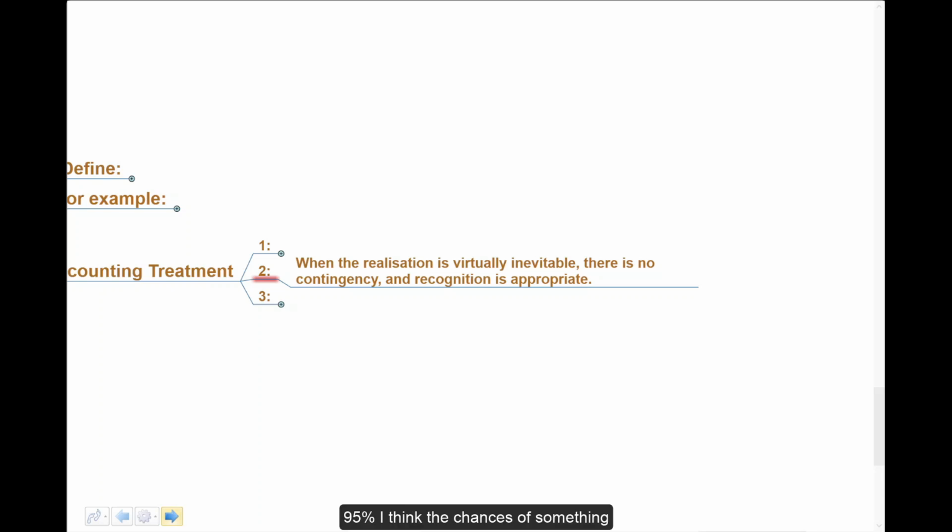I think the chances of something like this appearing in the FA exam is probably unlikely, remote if you will. I think they're more likely to put you in a position where you're dealing with contingent liabilities more often than not, where it's possible versus probable, etc. But nonetheless, there's the detail in relation to a contingent asset.